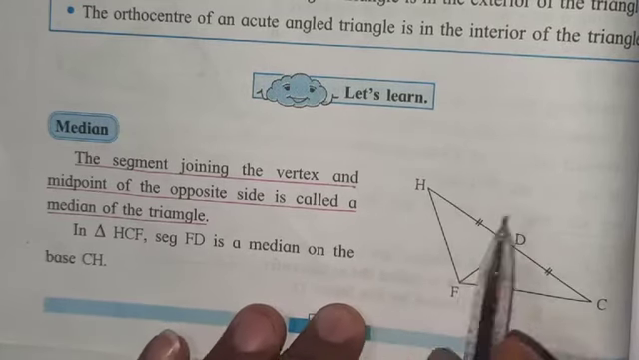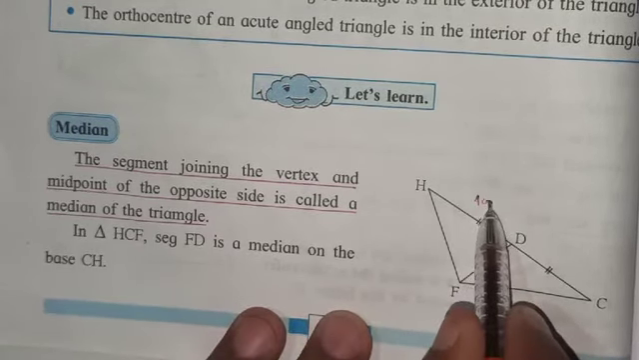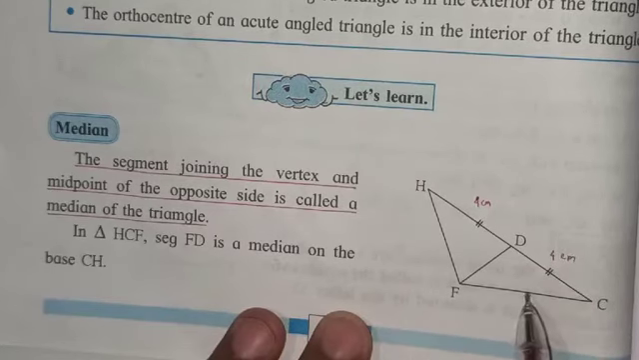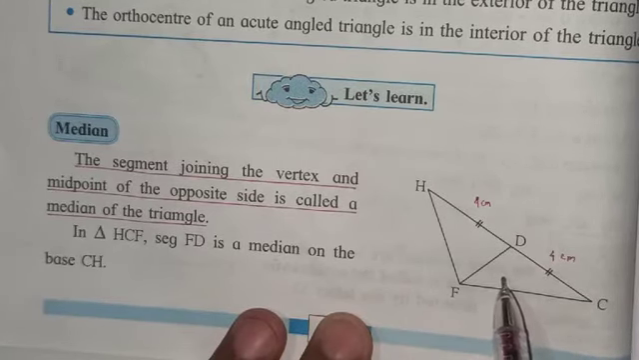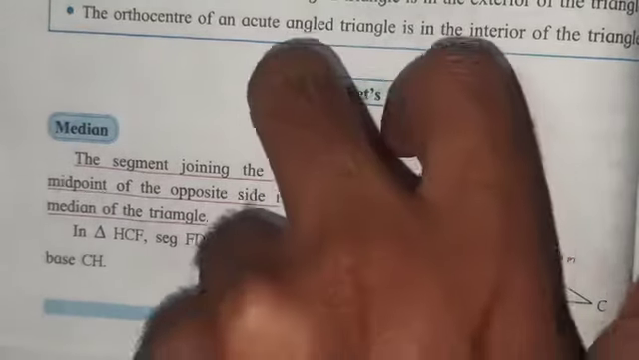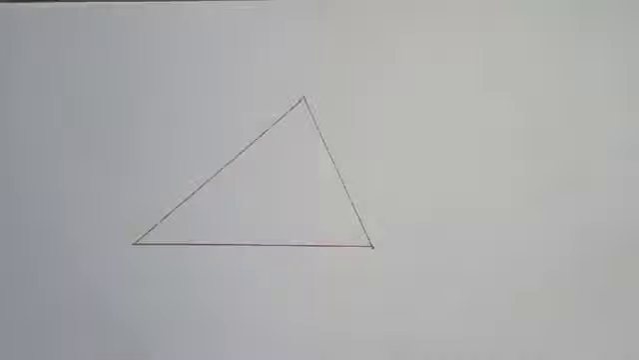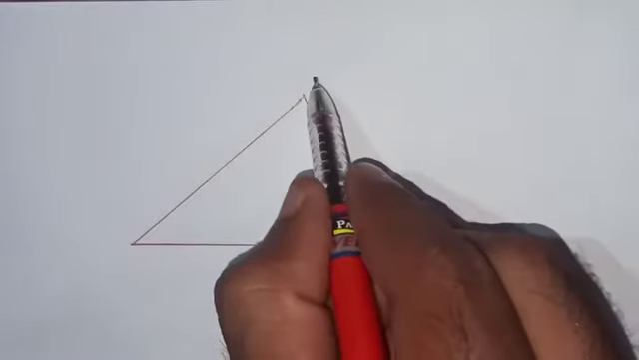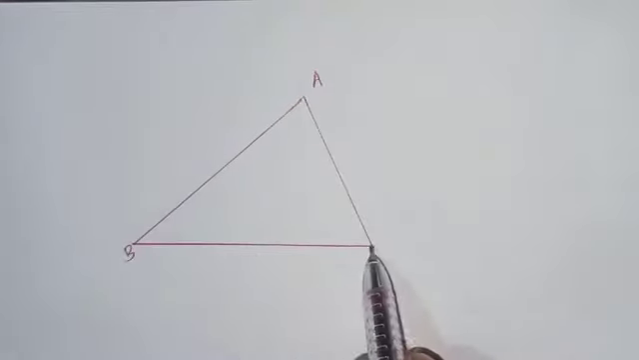What is meant by midpoint? Suppose this is 4 centimeter, then the other part will again be 4 centimeter. So this is the midpoint. Now we will try to draw a median in a triangle. Let it be triangle ABC. We have to draw medians on the particular sides.